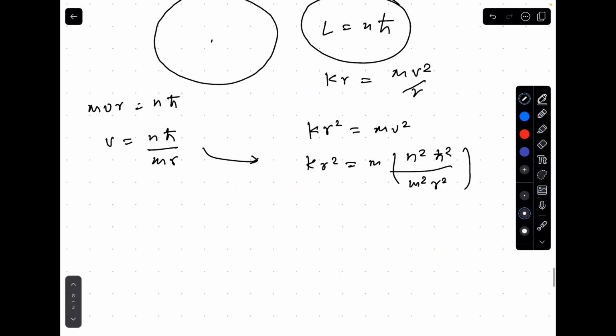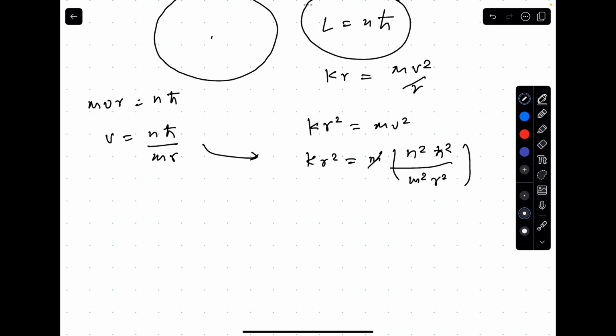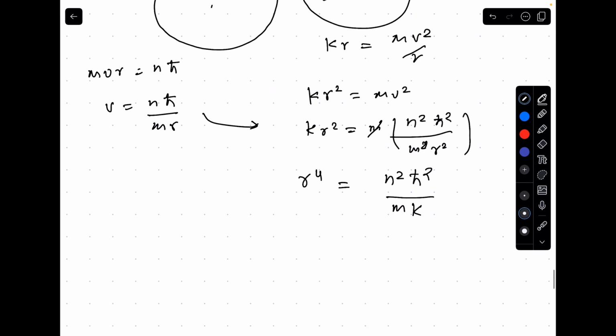Is that okay? Now look, here m and m will be cancelled out. Let's write down r on one side. So then we have r to the power 4 is equal to n square reduced Planck constant square divided by m k. Now let's take a square root. So then we will get r. Here I will get r square, not r, and that will be n h divided by root of m k.